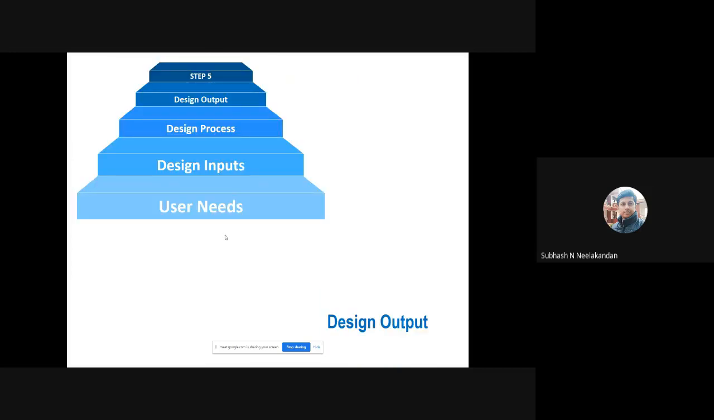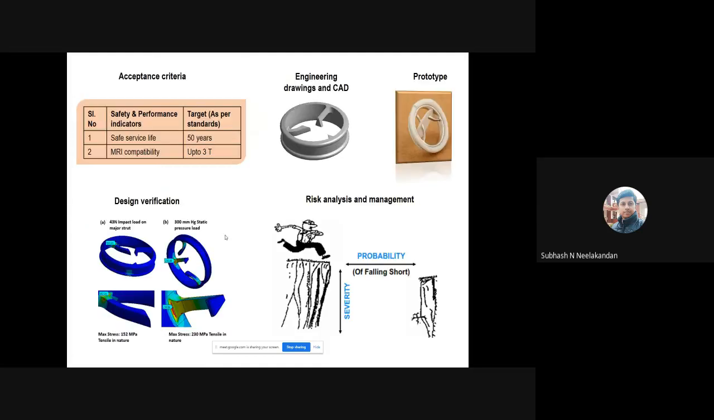So going towards the design output, the expectation from a design output is, first of all, that the team should be aware of the acceptance criteria. If you don't know the acceptance criteria, we will make some design which we think is good, and in the real field it will fail. So even before we develop a design or a prototype, we should have some idea about what the acceptance criteria have to be for which we need to develop a design.